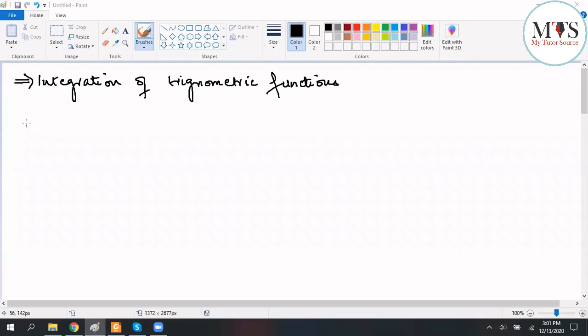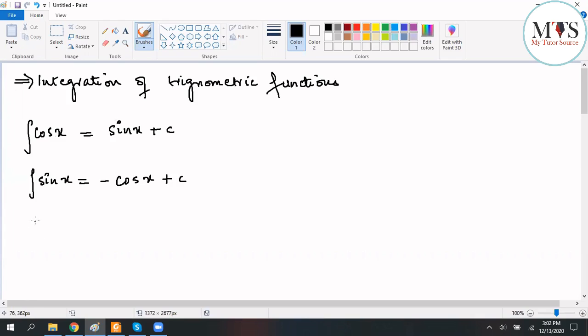Functions, if it's the derivative of cos x, that would be now sin x but positive. Okay? The derivative of sin x is going to be negative now. The rule switches in the case of cos x and sin x when it comes to the negative sign.